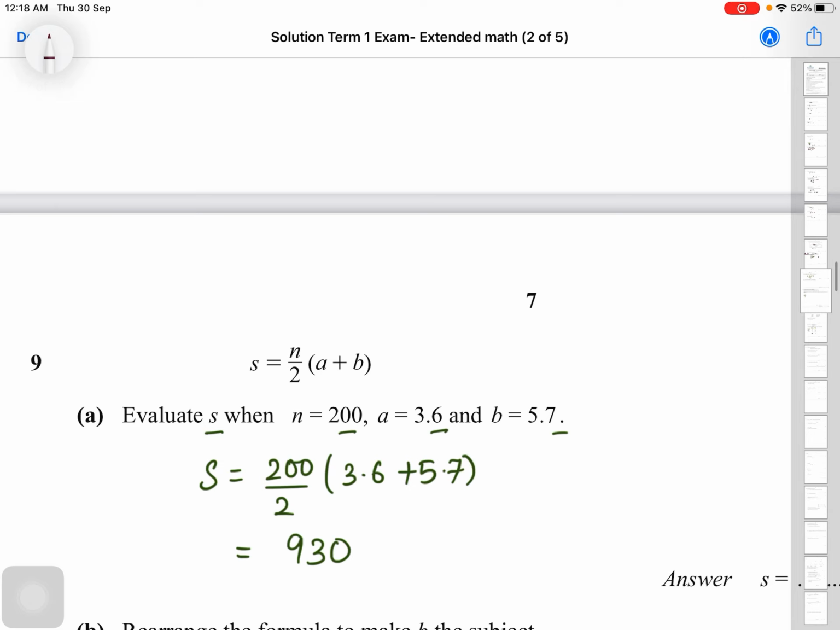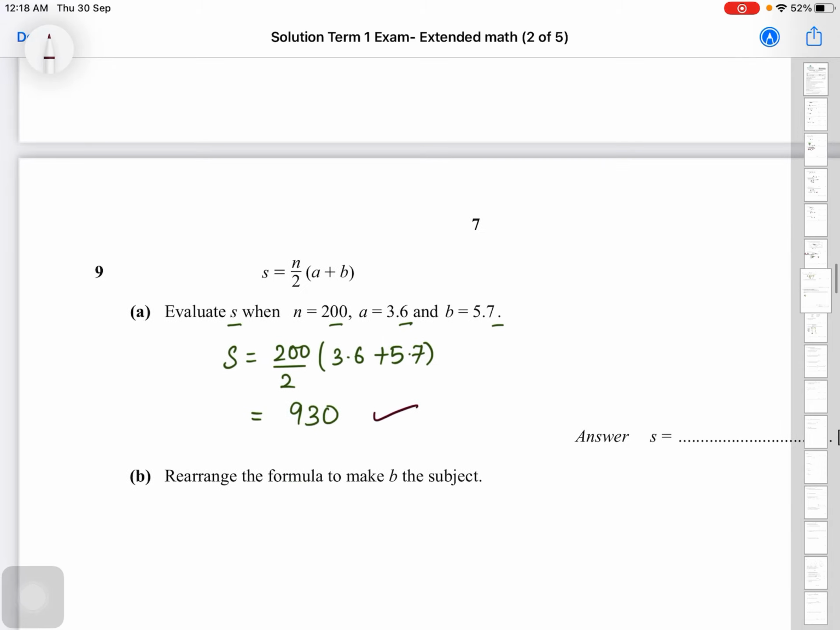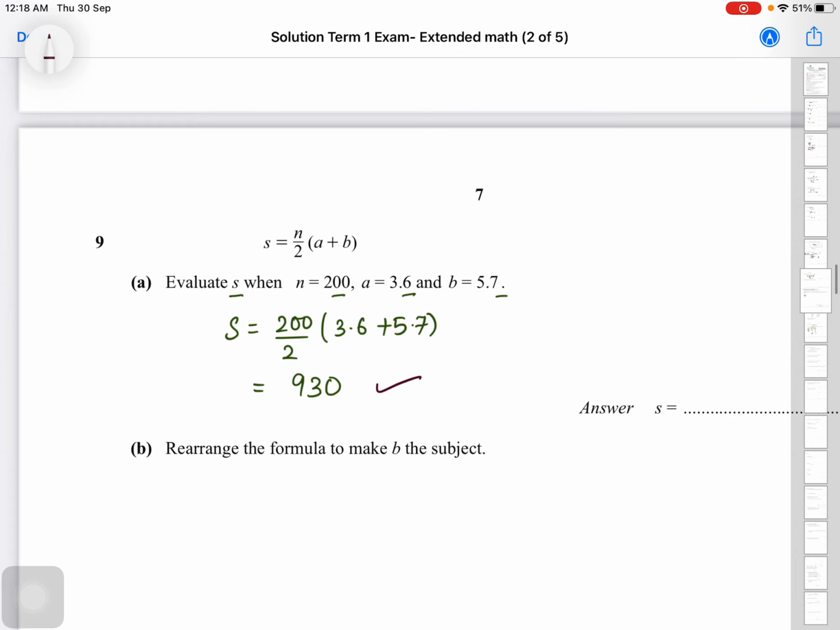Yeah, the formula is given: S is equal to n by 2 into (A plus B). Put these values and you will find the value of S, that's 930. Rearrange the formula to make B the subject. You can see that n by 2 into (A plus B) is equal to S. I've written this on the LHS because the variable B is hidden here.